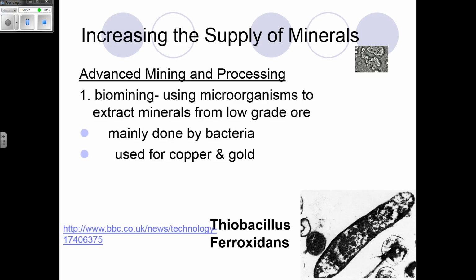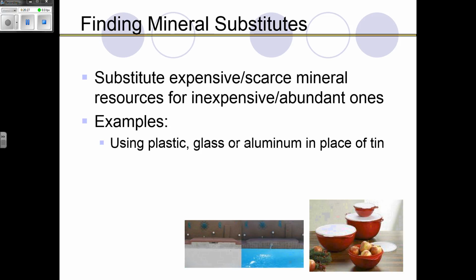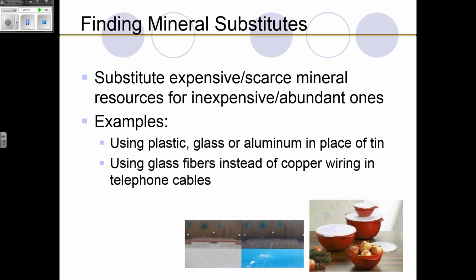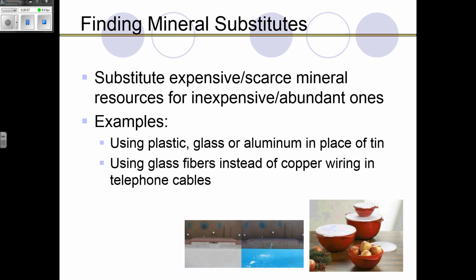Okay, so finding mineral substitutes. As we've stated, minerals are non-renewable, meaning that once they're gone, they're gone for good. We're going to have to look in the future at using some substitutes. Sometimes they can be expensive, but here are some examples of substitutes that we can use in place of some of these minerals. Plastic, glass, and aluminum have been used in place of tin. We could use glass fibers instead of copper for telephone cables. So it's really important for the future that we invest and research some of these new substitutes in order to take the place of some of these minerals that are scarce.